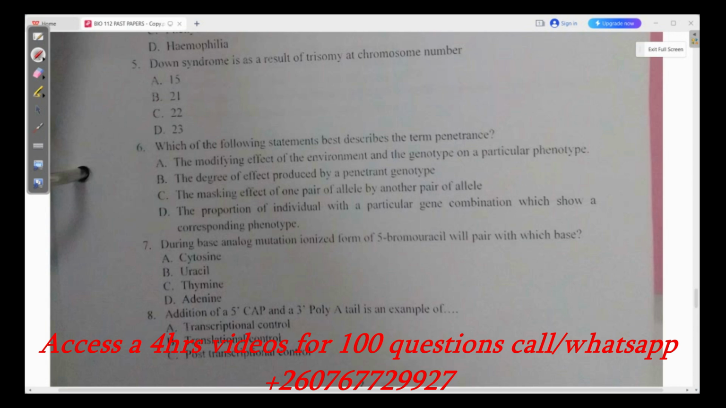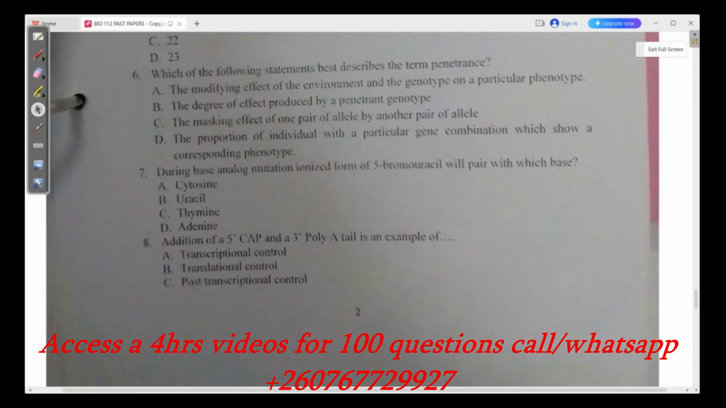Question 5. Down syndrome is a result of trisomy at chromosome number... So Down syndrome is due to mutation. There's an added extra chromosome to chromosome 21. We know that chromosomes occur in pairs, but for trisomy, instead of having a pair, you have 3 chromosomes at chromosome 21. So that is Down syndrome. It's also referred to as trisomy 21.